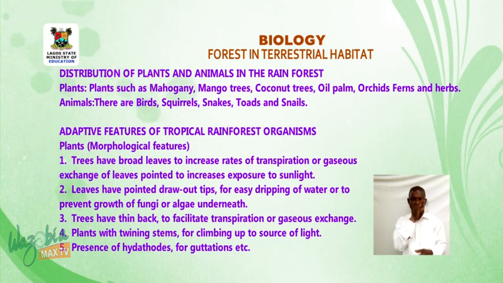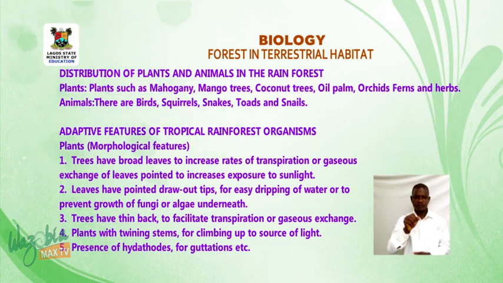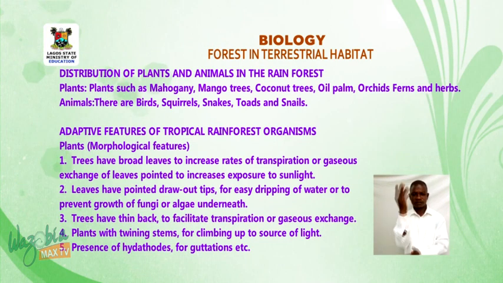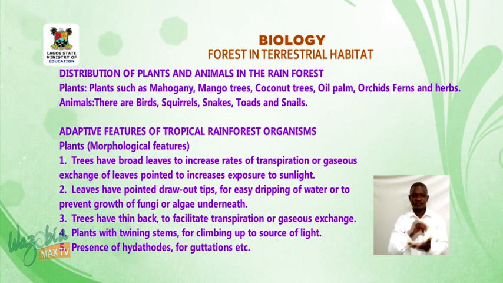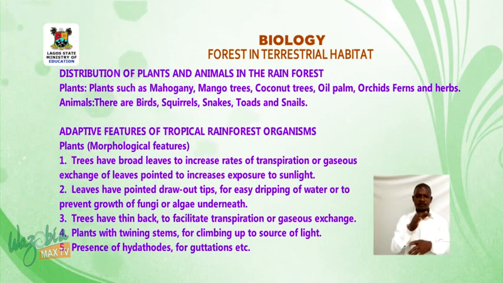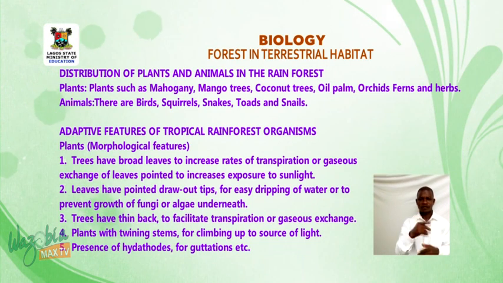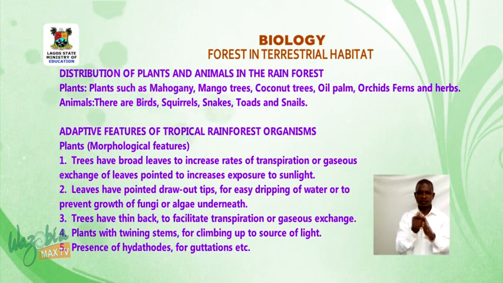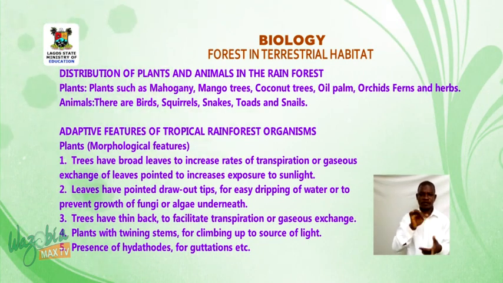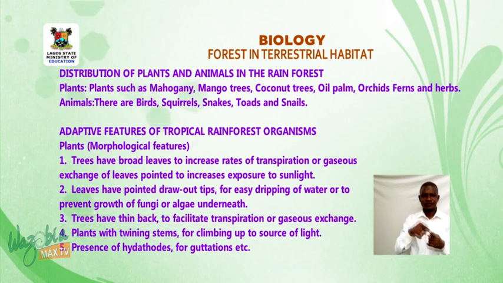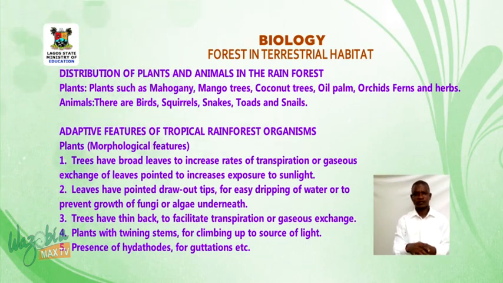Adaptive features of tropical rainforest organisms. Let's look at the plants first. One, trees have broad leaves. Trees that are found there have broad leaves to increase the rate of transpiration or gaseous exchange of leaves, and to increase exposure to sunlight.